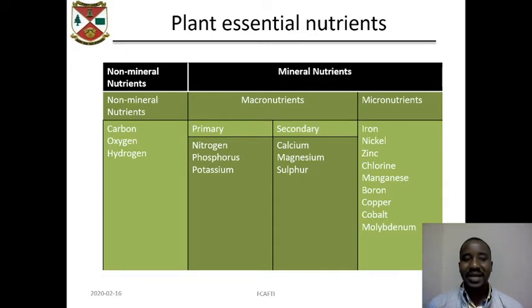Now the non-mineral nutrients are sometimes called framework nutrients. Why? Because these nutrients are also needed by plants in large quantities. Hence, sometimes these nutrients are called macronutrients also.